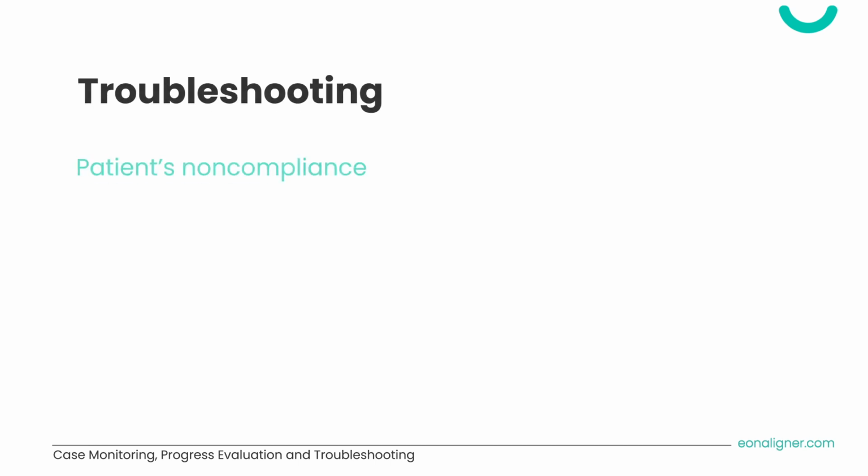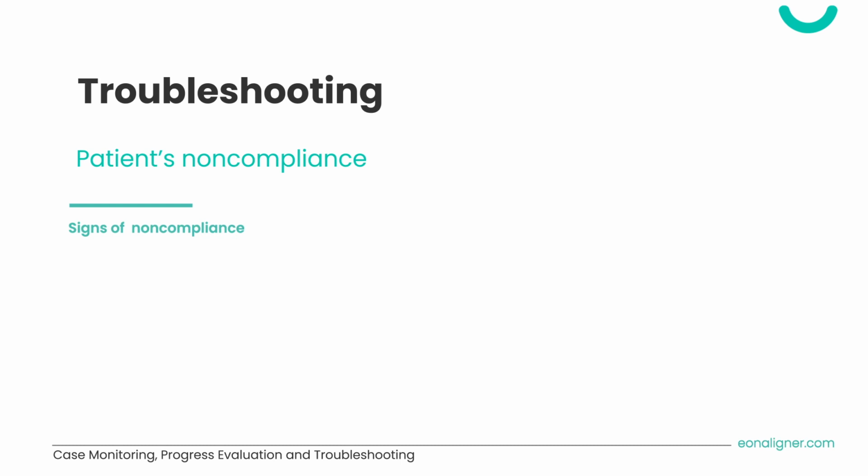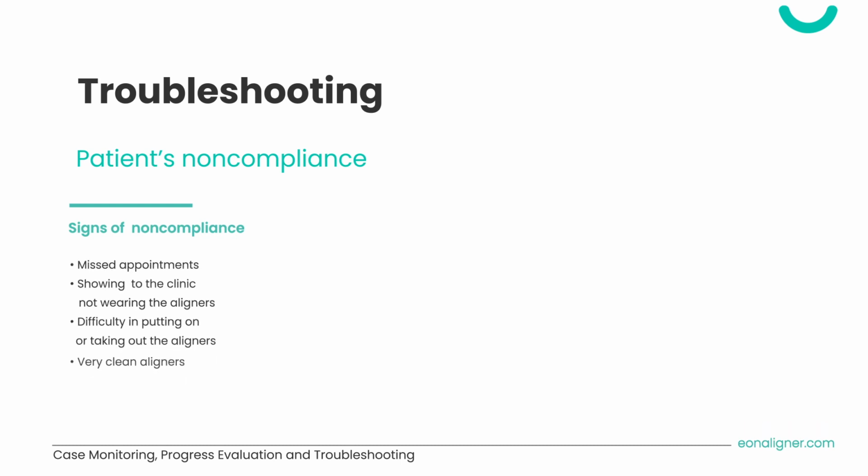Let's start with the patient's compliance issues. You can tell that your patient is not being compliant if he or she repeatedly misses their appointments or shows up not wearing their aligners. Also, if you notice that they have difficulty in putting on the aligners or taking them out, this means that they are not used to wearing them. Really clean aligners are not a very good sign as well. In this case, we need to motivate our patients to wear the aligners as instructed.